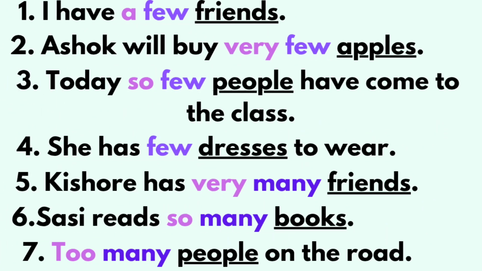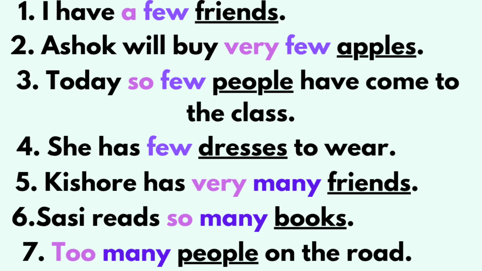Here are 7 examples. I have a few friends, which means the sentence is positive because I use the article a before the quantifier few. Whenever you use the article a before few or little, that sentence is positive. So remember this in your mind. Ashok will buy very few apples. Today, so few people have come to the class. She has few dresses to wear. Here, apples, people, dresses, these are plural countable nouns.